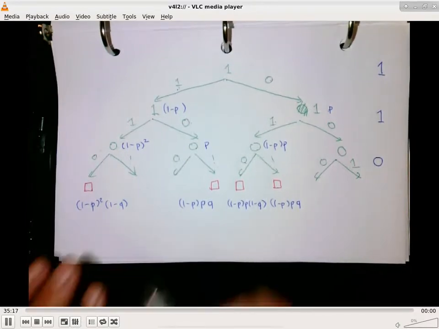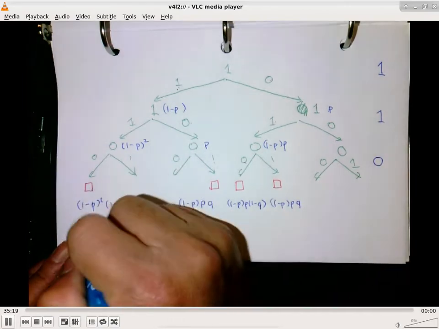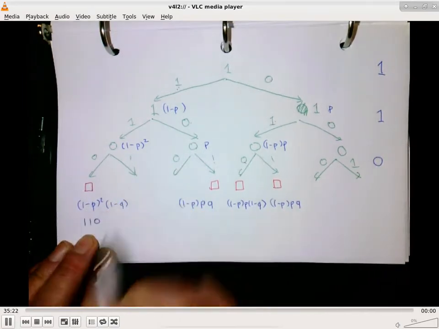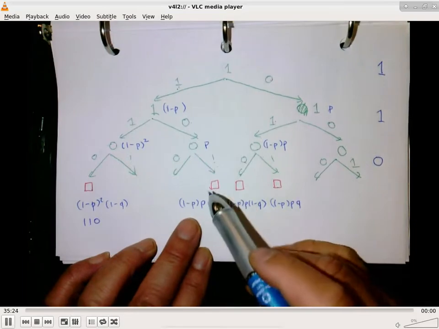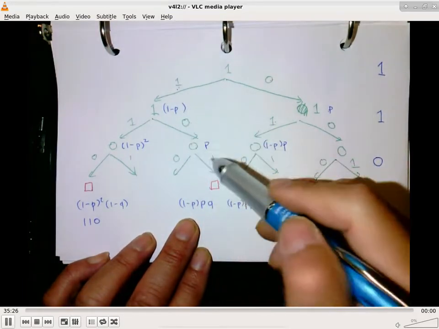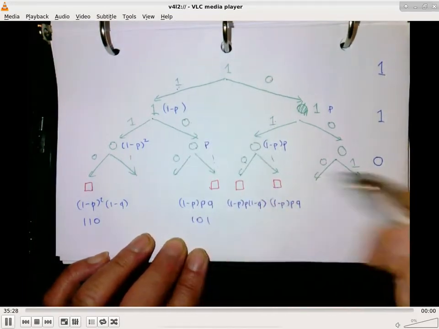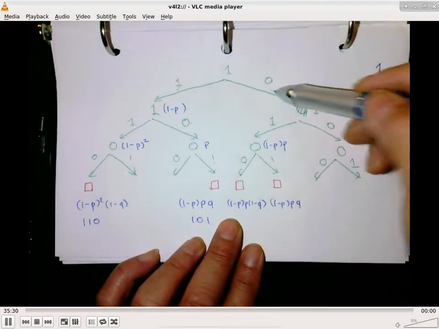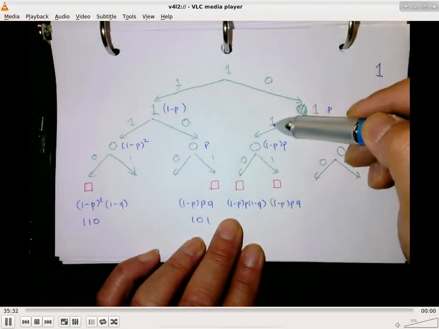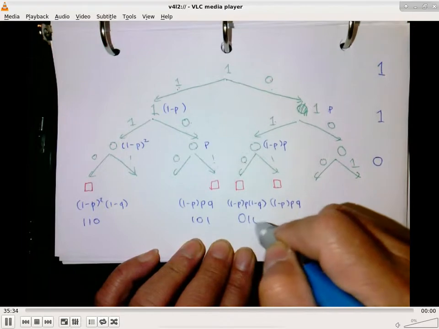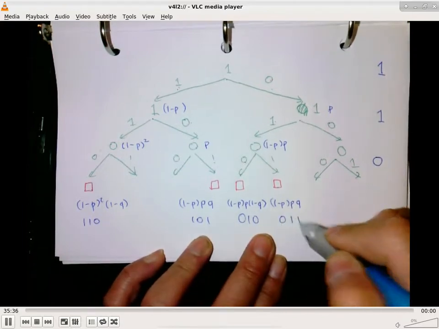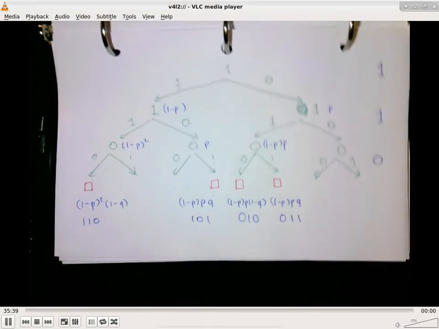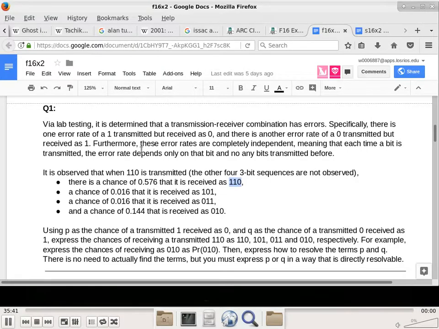Okay, so we want to label what bit pattern is being received. So this one is received as 110, which is everything correct. This one is 101. This one here is 010, and this one is 011. Okay? So now we go back to the original question.